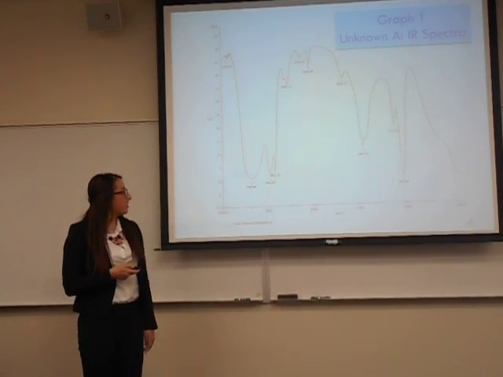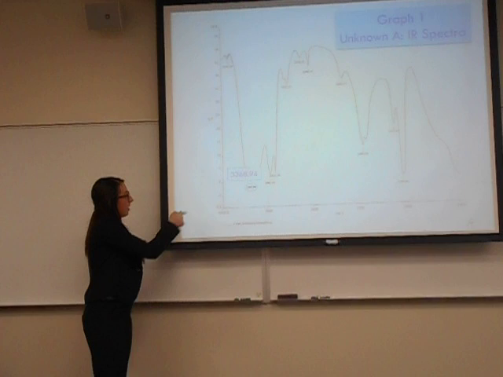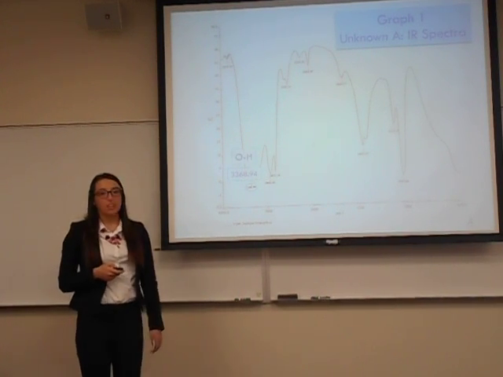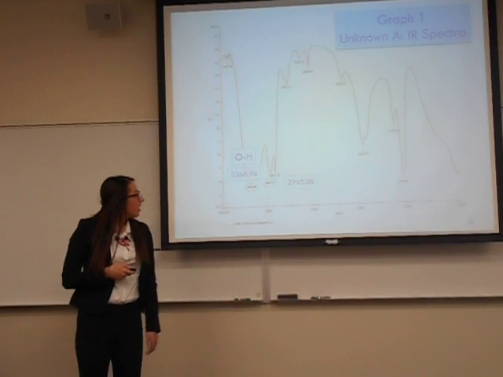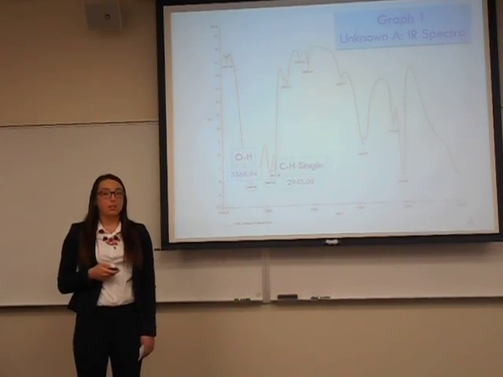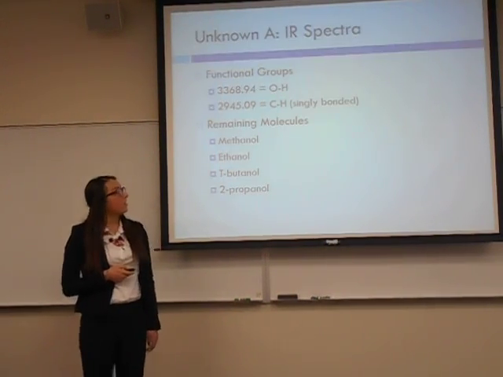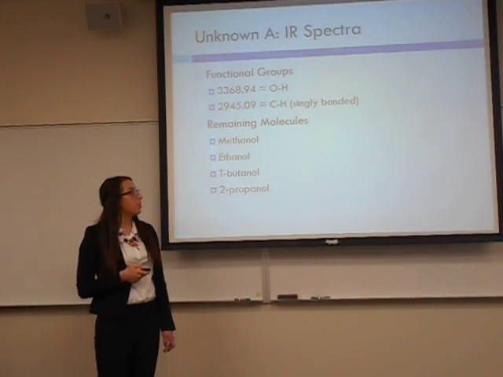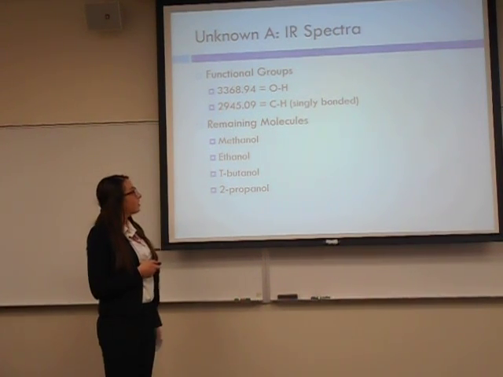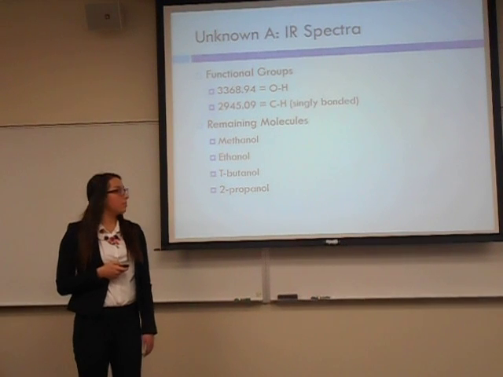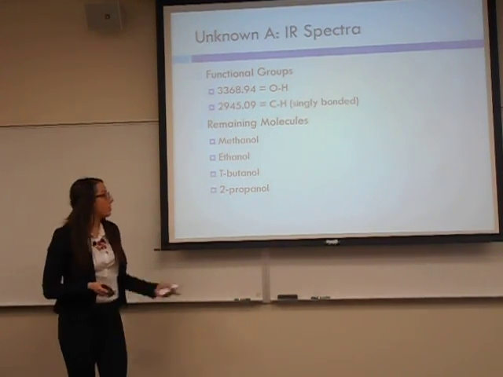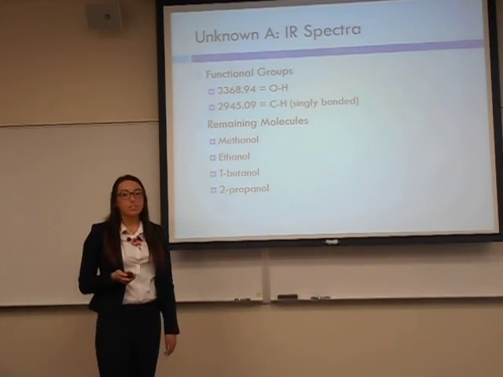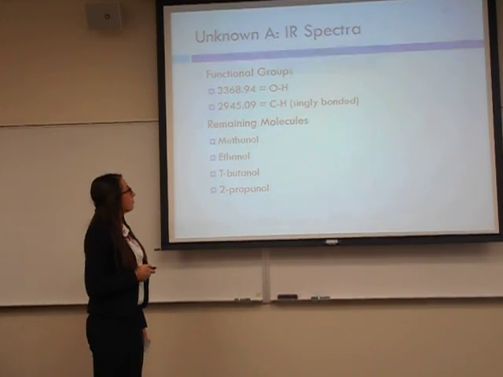So here we see that the broadest peak is right there, and that indicates an oxygen to hydrogen bond. We also see that another large peak indicates a carbon to hydrogen single bond. So from here, we can say that the functional groups of our unknown, determined by the IR spectra, are oxygen to hydrogen and carbon to hydrogen singly bonded. Now, when we go back to our 15 compounds, we can eliminate most of them, and we're down to 4: methanol, ethanol, T-butanol, and T-propanol.